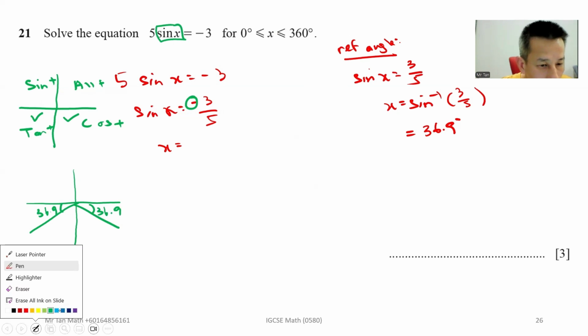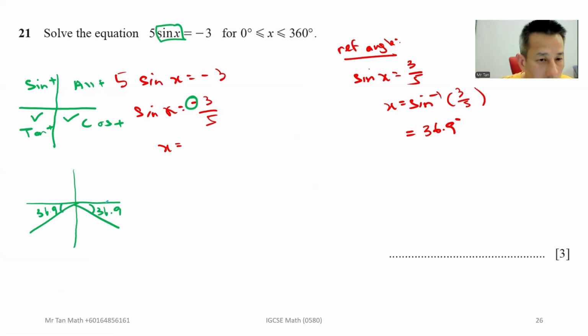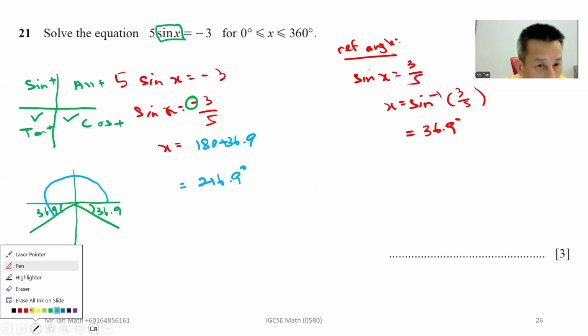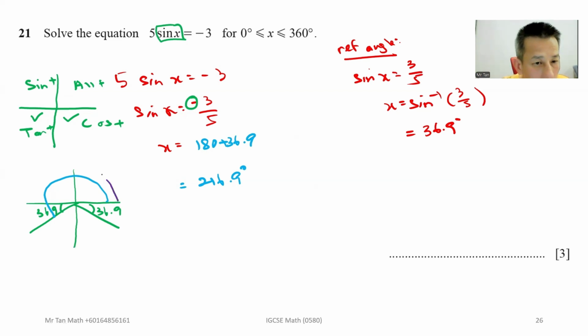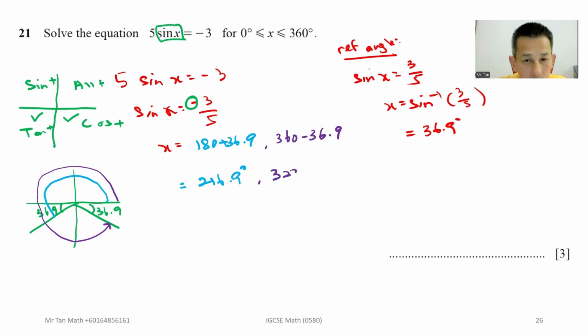So you should have two answers. The first one is here. So x is 180 plus 36.9. This should give you 216.9 degrees. And the second is from here, go all the way to here. Then it's 360 minus 36.9. You should get 323.1. So this will be your answer.